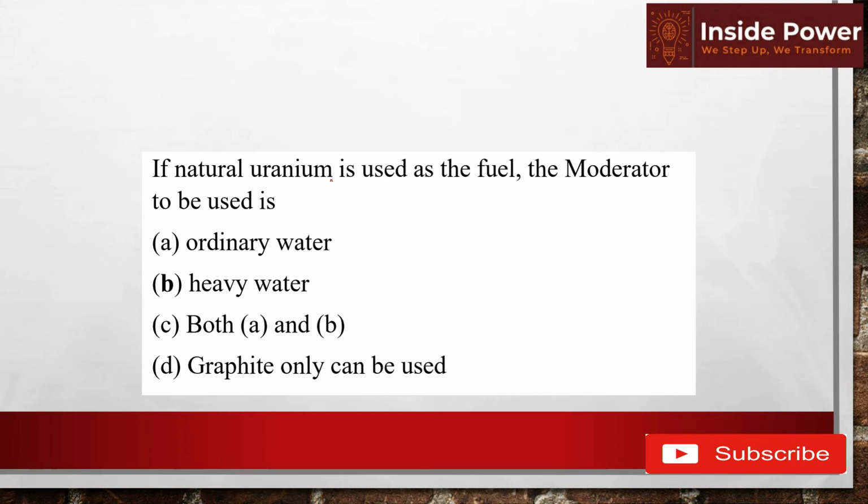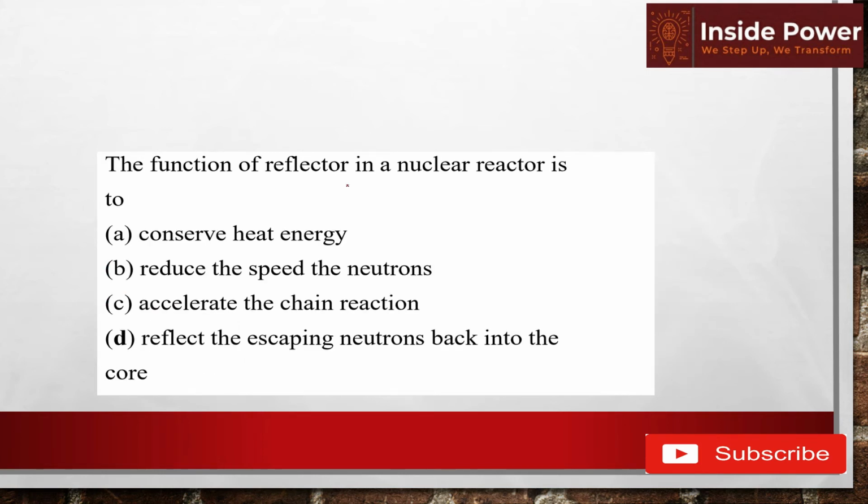If natural uranium is used as the fuel, the moderator to be used is ordinary water or heavy water. So heavy water. The function of a reflector in a nuclear reactor is to convert the heat energy. No. To reduce speed of the neutron, accelerate the chain reaction. No. Reflect the escaping neutron back into the core. Yes. As the word suggests, the reflector reflects the escaping neutron back to the core.